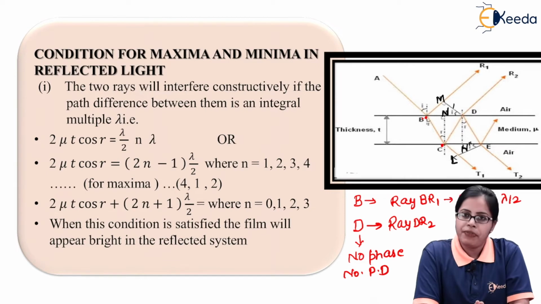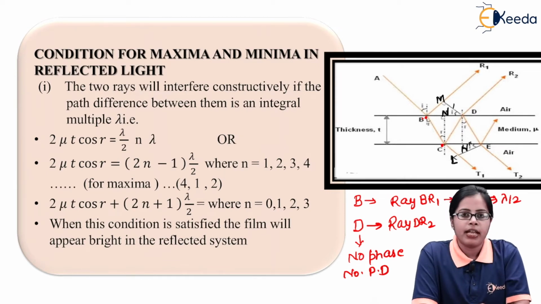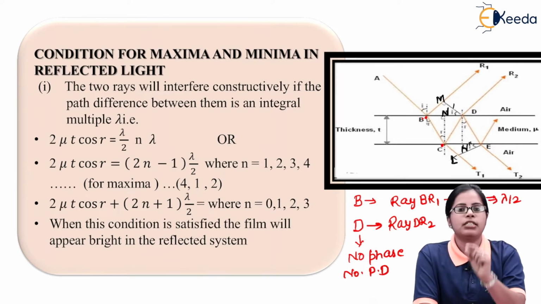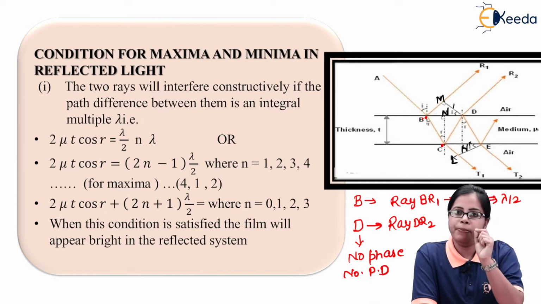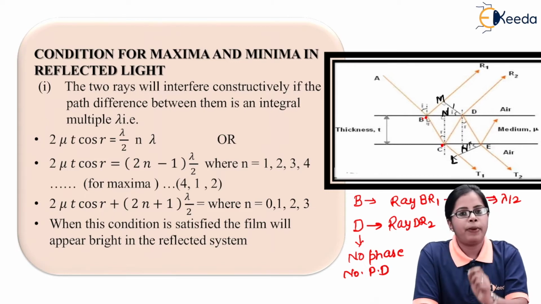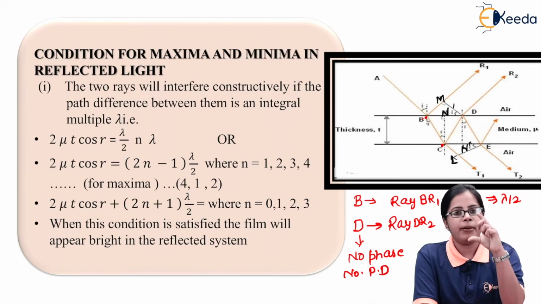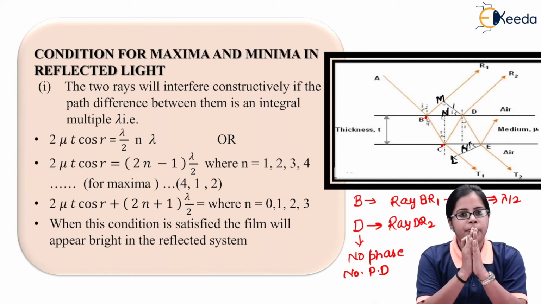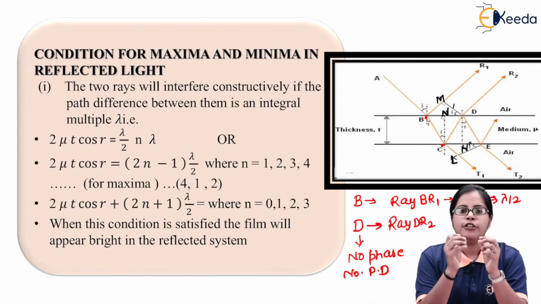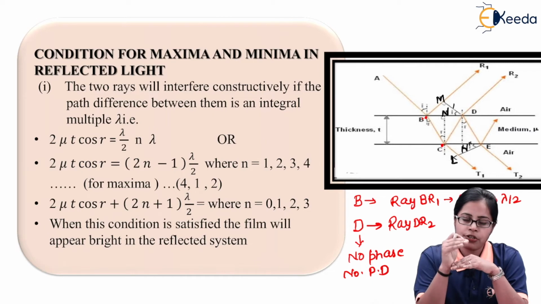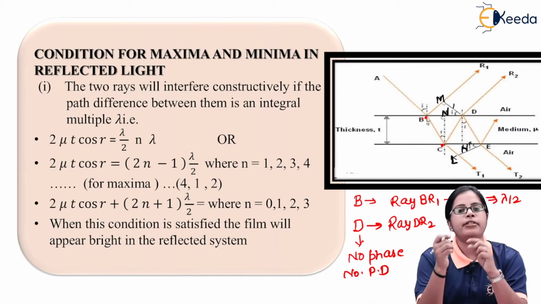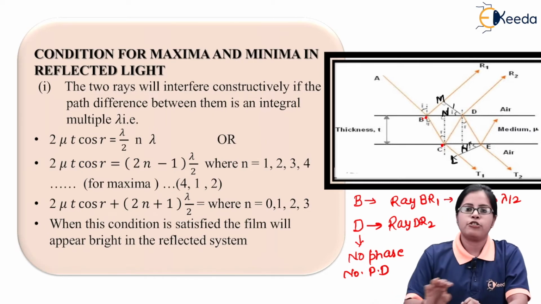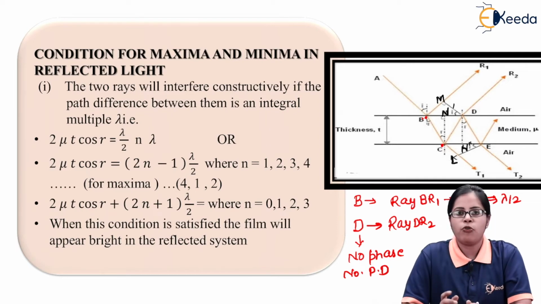So out of the two reflected rays, BR1 and DR2, the phase is only changing for point B, or you can say the path difference is only obtained for ray BR1, not for DR2, because at point B hard reflection is occurring, so phase change is pi and path difference is lambda by 2. For ray DR2, the reflection is actually occurring at point C, and point C is inside the thin film, so there is no phase change at point C or no path difference.